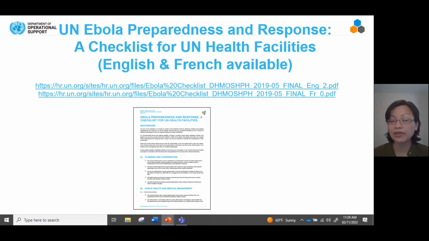Another document that we have that's really helpful is basically a checklist for UN health facilities that are in high-risk locations. And so I would actually encourage all of you who are healthcare workers working in your medical service to actually take out this checklist and run through it with your service to make sure that all elements are covered and you're prepared for an outbreak if it occurs.